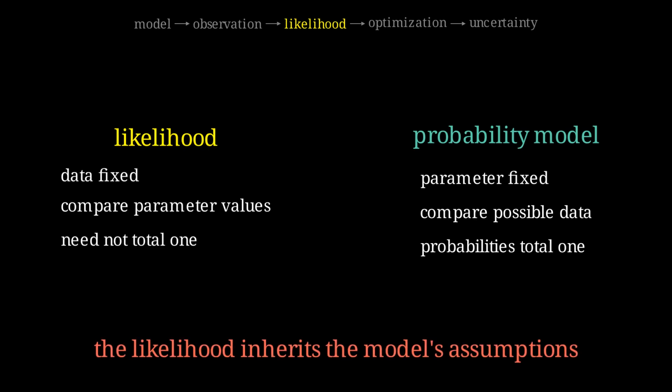The comparison also inherits the model's assumptions. If flips influence each other or the probability changes over time, this coin likelihood is wrong. Likelihood compares possibilities inside a model. It does not certify the model itself.